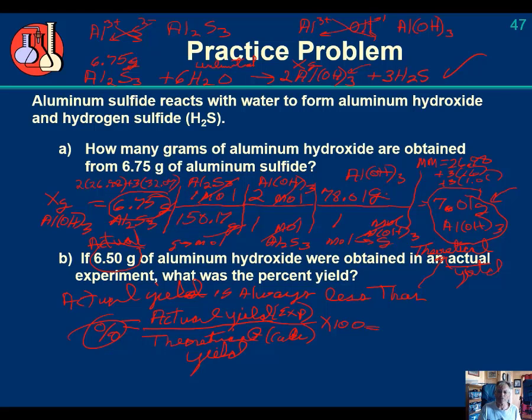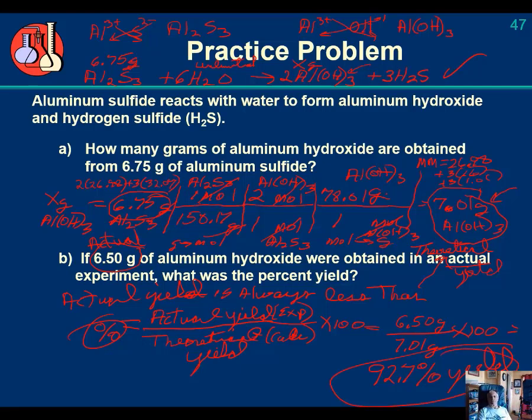So in this particular case, my actual yield was given as 6.50 grams. My theoretical yield, which I calculated, was 7.01 grams, and then I multiply times 100, and when I do that, 6.5 divided by 7.01, and I get 92.7%. That's a great yield, guys. 92.7% yield. Okay. So, all you have to remember, actual over theoretical.